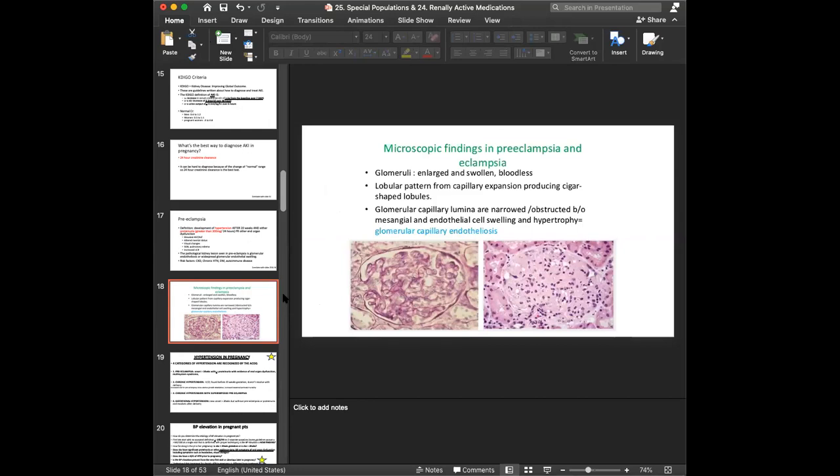Okay, looking at images. Microscopic findings are going to be swollen glomeruli. It's going to be that lobular pattern. You can see these lobes. And then the capillary lumen are going to be obstructed or narrowed. And then there's going to be mesangial swelling and hypertrophy. So we'll have glomerular capillary endotheliosis. You can see these really pink looking swollen glomeruli.